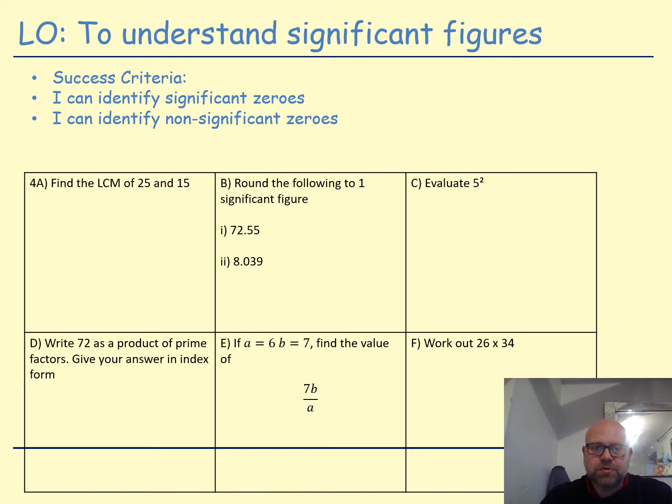Okay, so what we're going to do is, can you write down on your paper LO: to understand significant figures, and can you underline that? Okay. Now, the success criteria for this lesson is that I can identify significant zeros, because that's going to be important, and I can identify non-significant zeros.